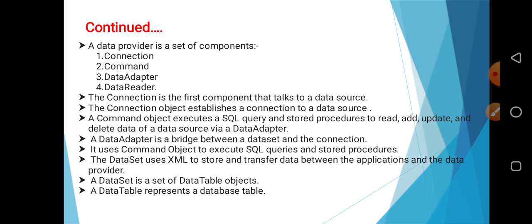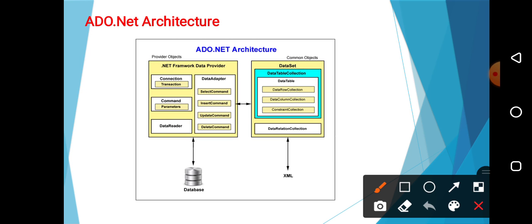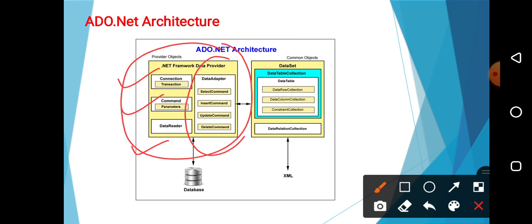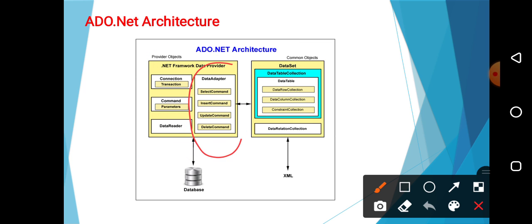Now we are going to understand what exactly the data provider is. There are three types of data provider. As the name suggests, the data provider is going to provide the data, and there are four objects here: the connection, the command, the data reader, and the data adapter. You can easily see that the data adapter is all about the commands written here, like select command, insert command, update command, delete command, etc.